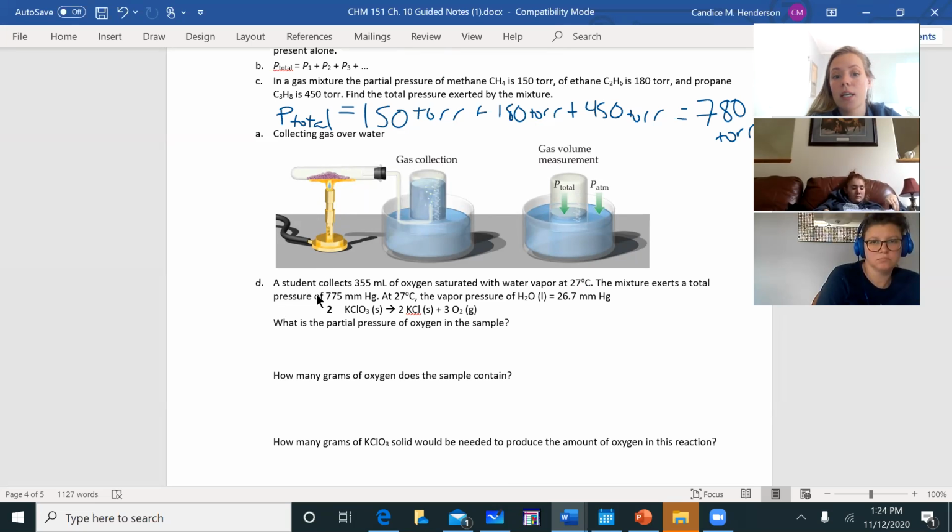So if we look here, let's say a student is running this experiment, and a student collects 355 milliliters of oxygen, and it's saturated with water vapor, and this happens to be at 27 degrees Celsius. So the student says, I've got 355 milliliters of oxygen, but there is some water vapor in there. Now, specifically, and this comes from an appendix, we know that at 27 degrees Celsius, the vapor pressure of water is going to be 26.7 mmHg.